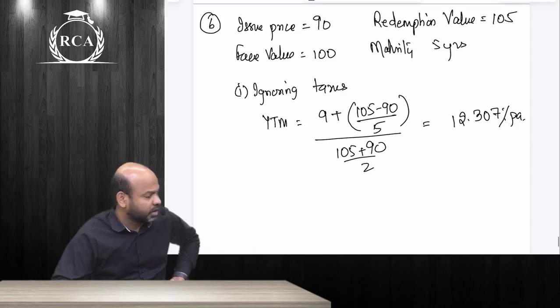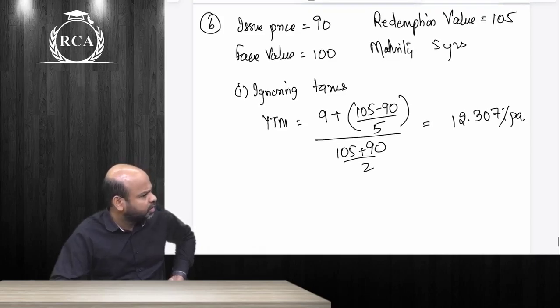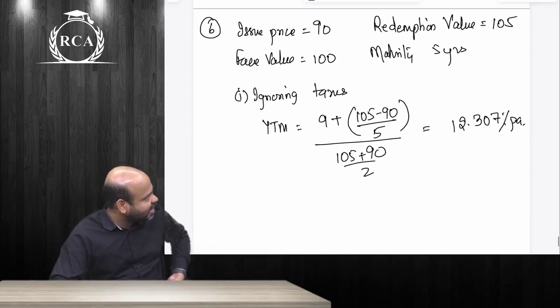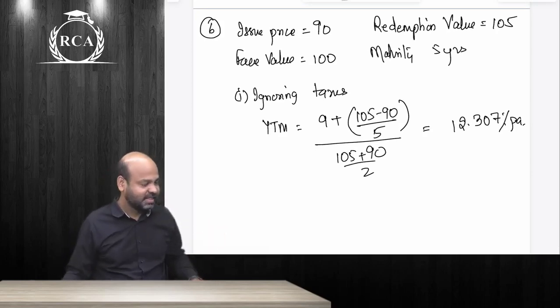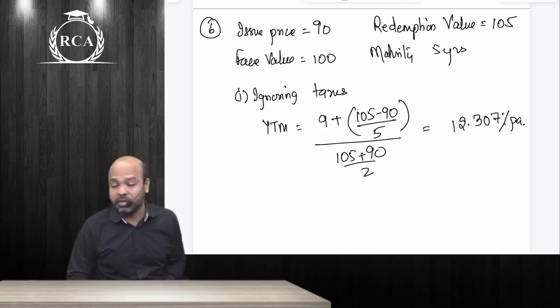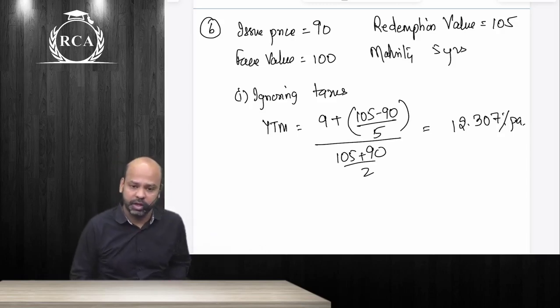redemption वाली 100 रुपए लिया. Face value is 100, beta. YTM, guys, will be 12.307% ignoring taxes. Did you all get the answer?